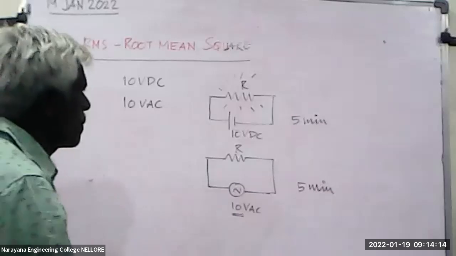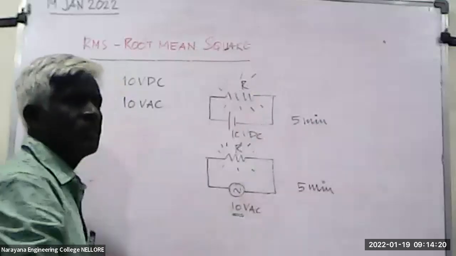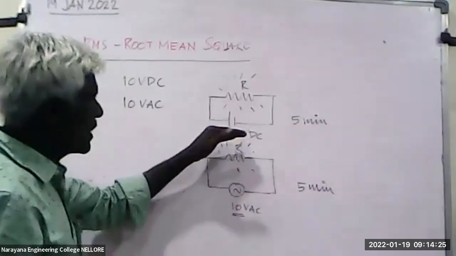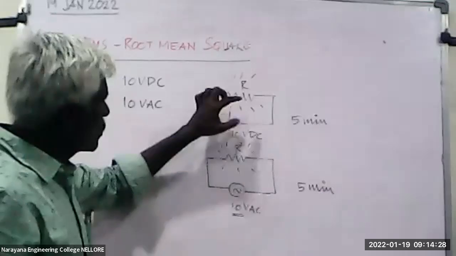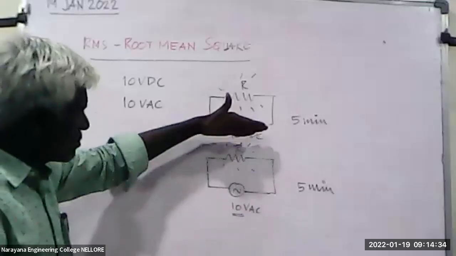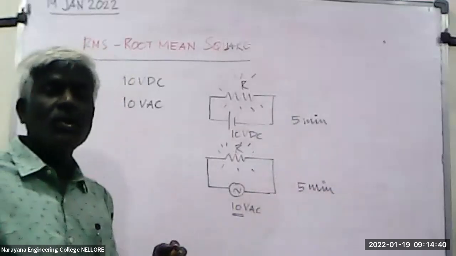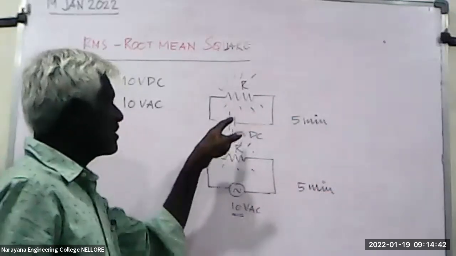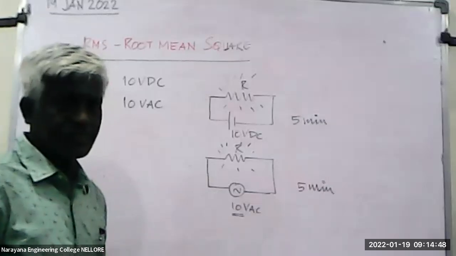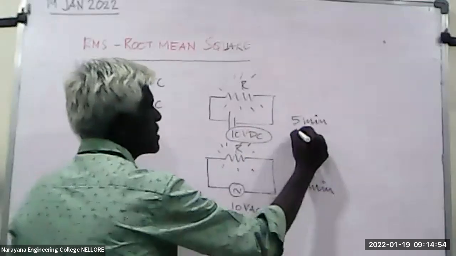AC signal and DC signal. Can anyone tell upon which application the resistor will be heated more? I apply 10-volt AC to the same value of resistor for the same amount of time. Voltage values look almost the same, the resistor value is the same, the time is the same. In which application, AC or DC, will the resistor be heated more? Sir, DC. Yes, correct.